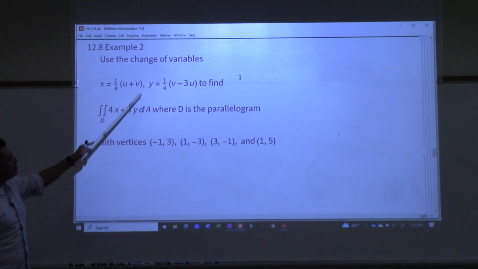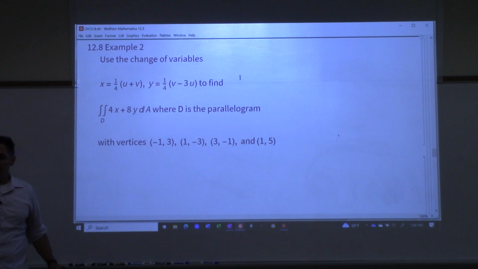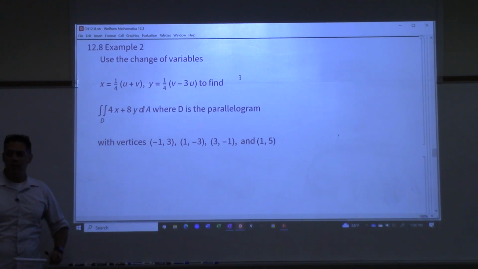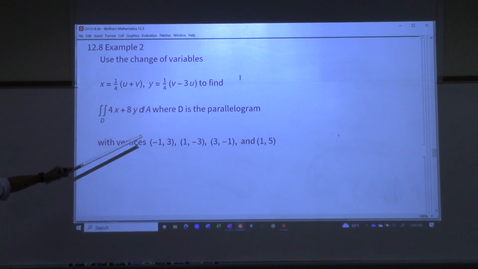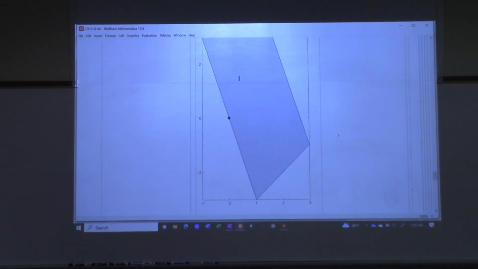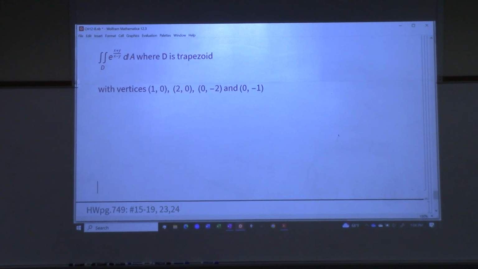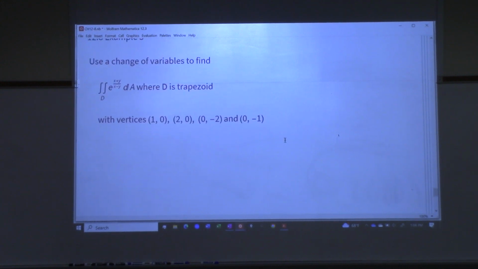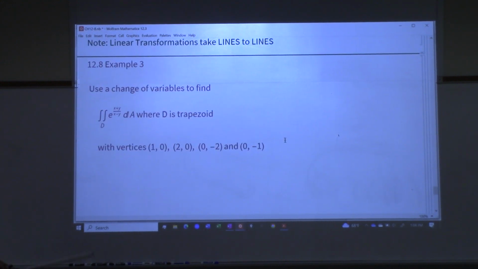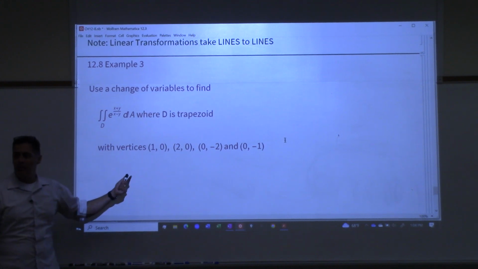I gave you the actual change of variables, and then we used the fact that the transformations were linear, and that took lines to lines, and it made life great, right? But the key here is that I gave you the actual change of variables. I told you what to do, and then everything worked out nicely. What if you have an integral where you're not given the transformation, you're just given a double integral, and you're asked to find the actual change yourself?